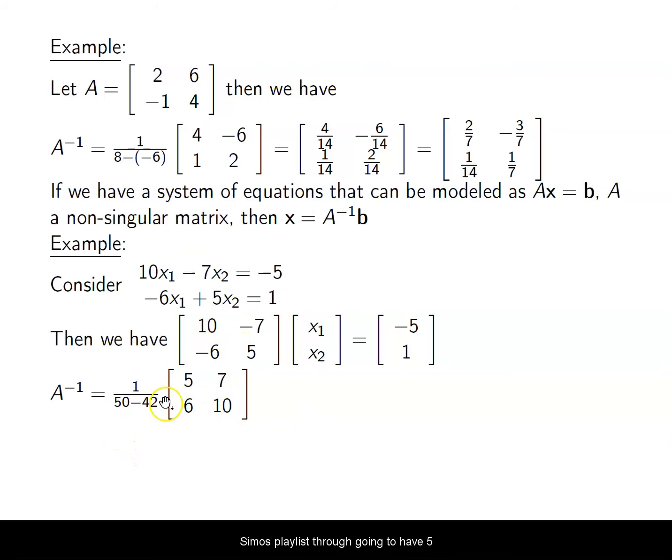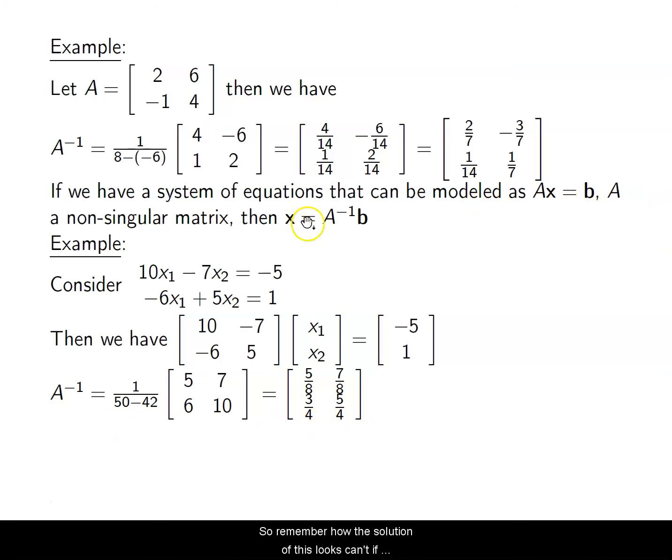Okay, so I'm going to multiply this through. I'm going to have 5 over 8, 7 over 8, 6 over 8 is going to be 3 over 4, and this will be 5 over 4. Okay, 5 eighths, 7 eighths, 3 fourths, 5 fourths. Apologies for not putting a spacer here. I'm trying to make sure to leave space next time on these matrices. So that's my inverse matrix.